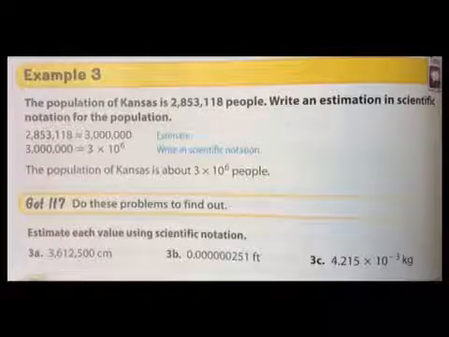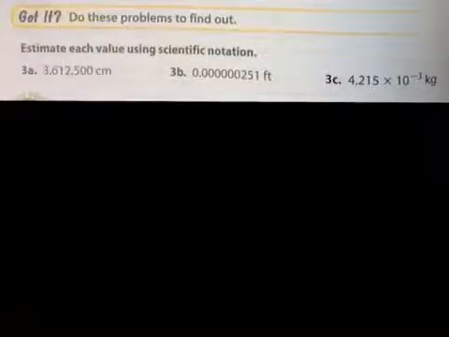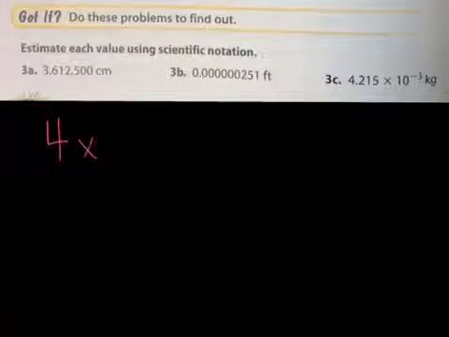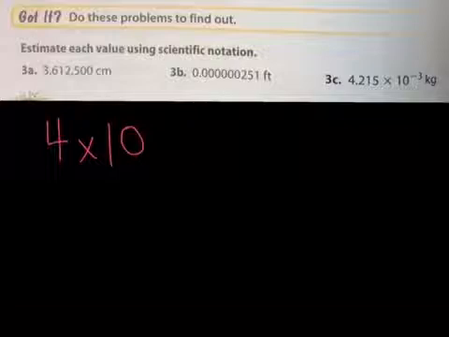There you go. Okay, let's try it with these 3. Pause the video now and try it, please. Okay, for the first one, I would round 3,600,000. I would round that to 4 million, right? So now I have my 4 times 10 to the power of what? 1, 2, 3, 4, 5, 6.